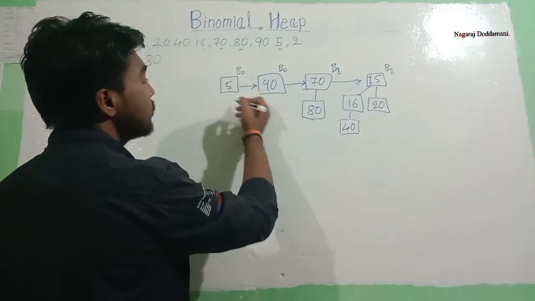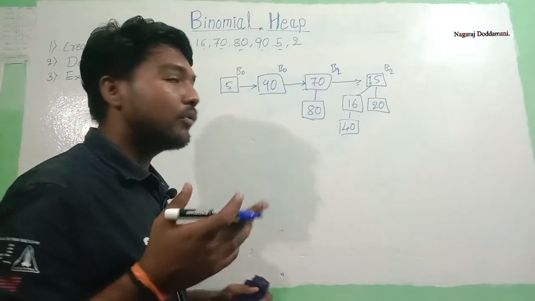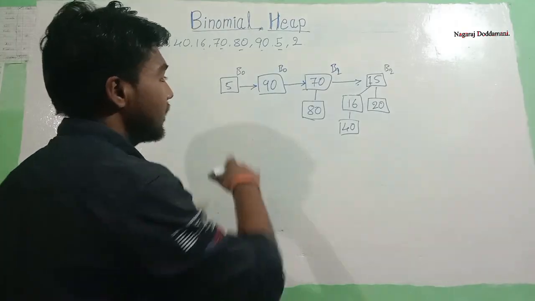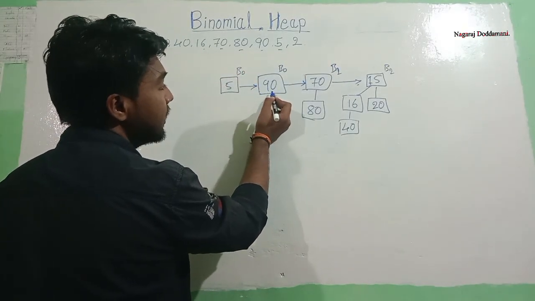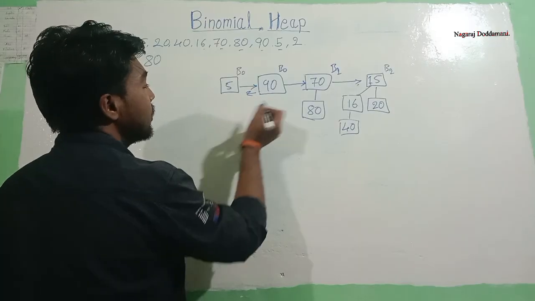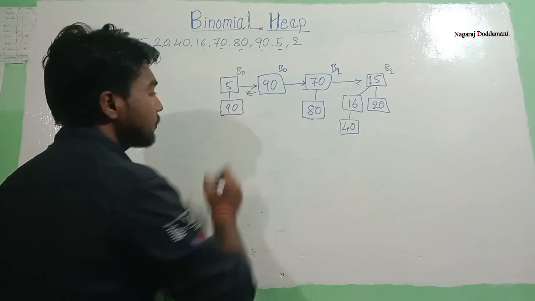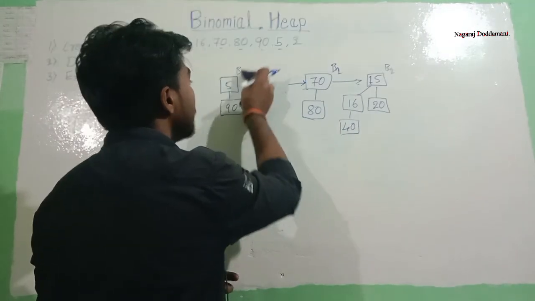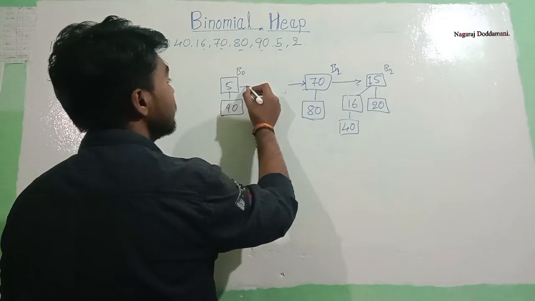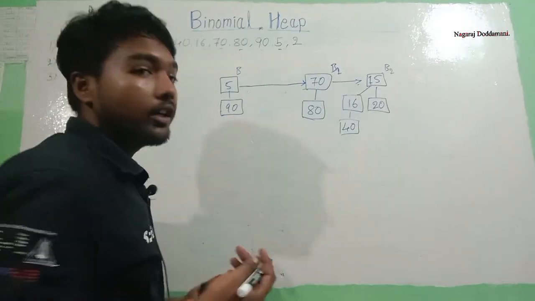So again we need to check which node has the minimum value. In this case 50 has the minimum value, so we need to make this 90 its child. Okay, so we create a node and insert 90. Okay, we can delete this node now. So after deletion we need to merge all these. After that we need to calculate the order.